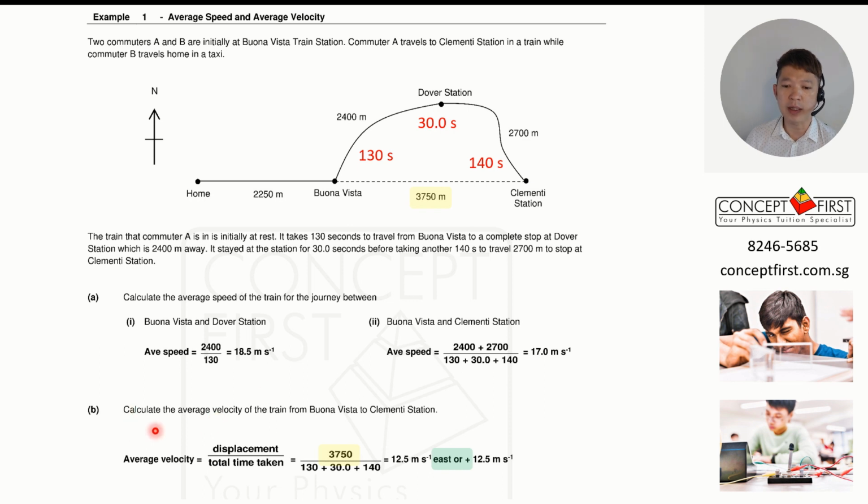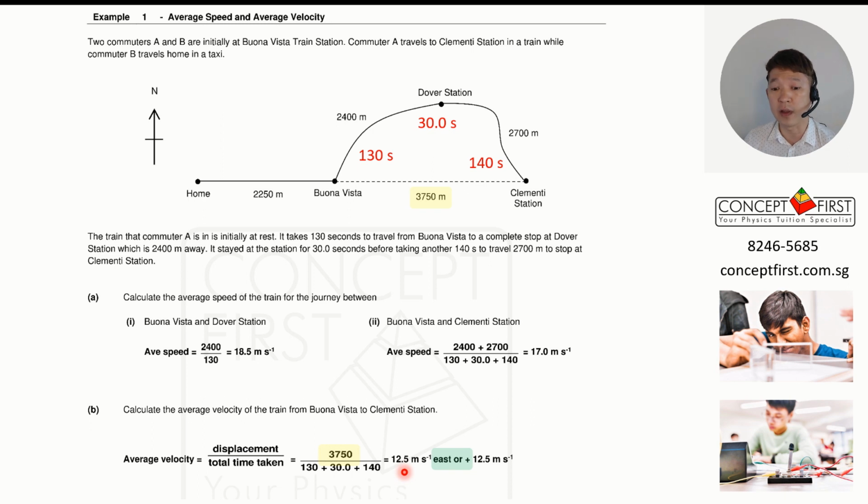So part B, calculate the average velocity. So displacement divided by time taken. The displacement from Buena Vista to Clementi, as given in the diagram, is 3750 right here. So divide by the same total time, you get 12.5 meters per second.